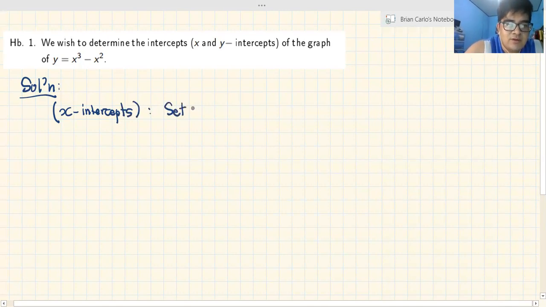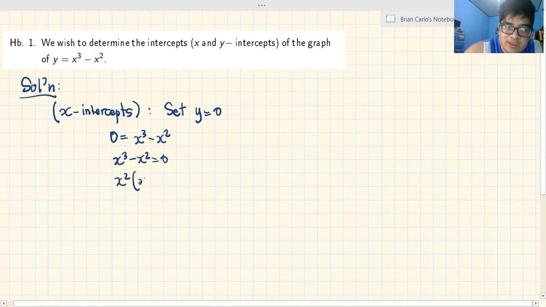Ngayon, paano natin yung gagawin? Set y is equal to 0. Paano yan nangyari? Diba, ganun yung method natin. So, we have 0 is equal to x cubed minus x squared. Yung y na yun, pinalitan mo lang ng 0. Ngayon, baliktarin natin. Kasi this is the orientation na nakasanay natin. Tapos, factor out x squared.